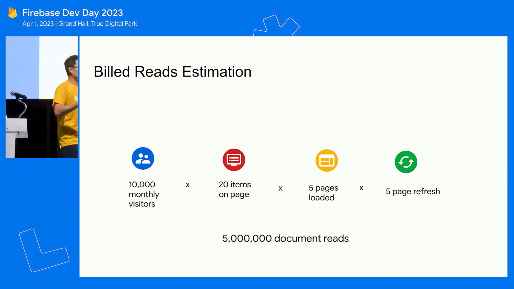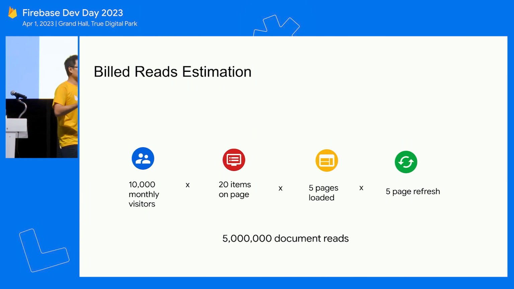So let's do a quick estimation of how much it will cost you just to load those 20 items on the page. Let's assume you have about 10,000 monthly active users who visit your website, and you want to display 20 products on your page, right? And as you know, users like to refresh pages all the time, right?